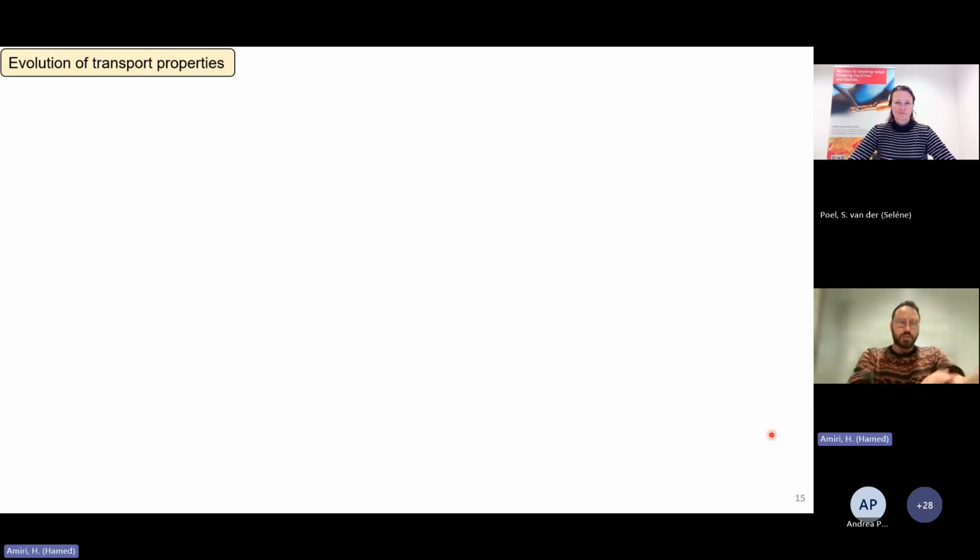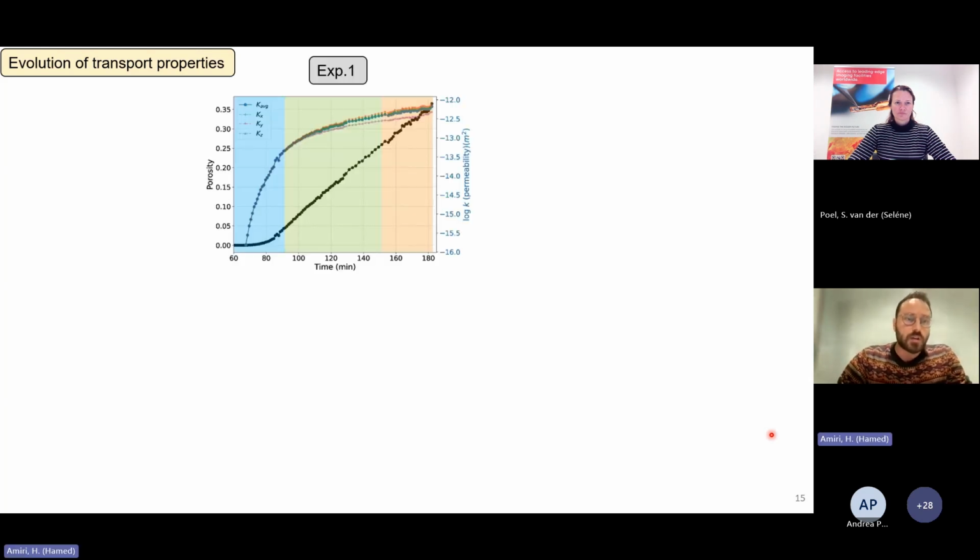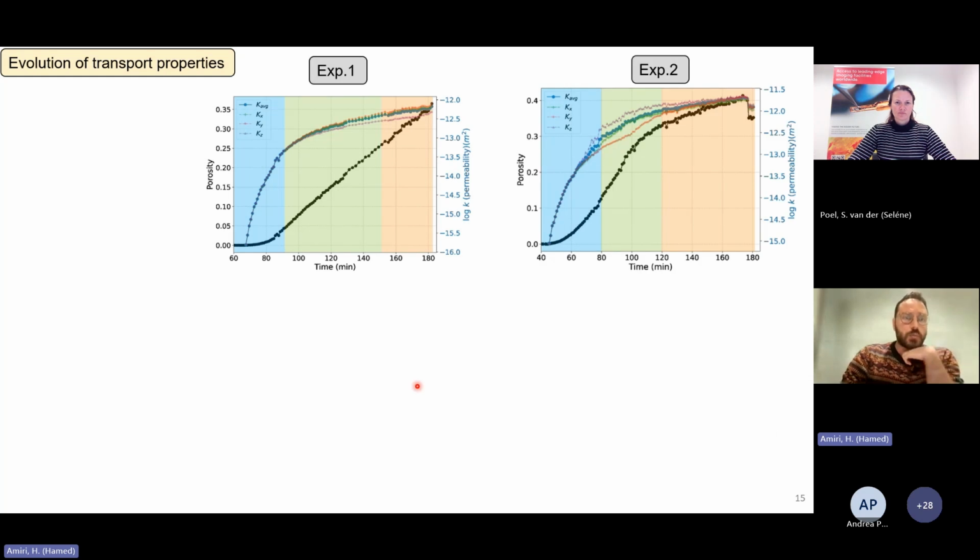So then he also calculated the evolution of the transport properties, porosity and permeability. Here the black curve shows the porosity evolution. As you can see in experiment one, at the beginning, with a small increase in the porosity, you have a several orders of magnitude increase in the permeability, which is shown by these colored curves. And in the second stage, you see that the permeability increases much more slowly, which is probably because of the increase in the connectivity that we saw.